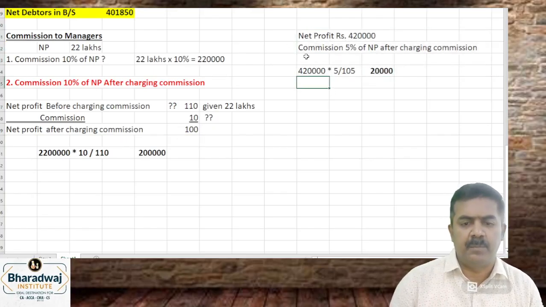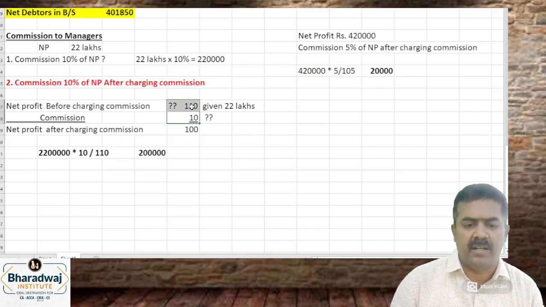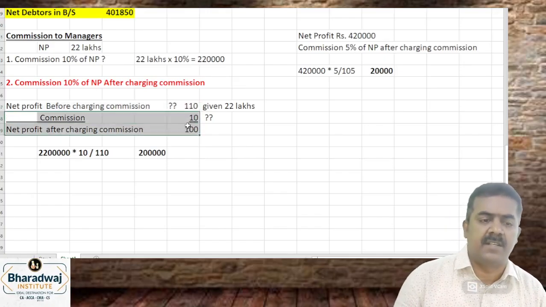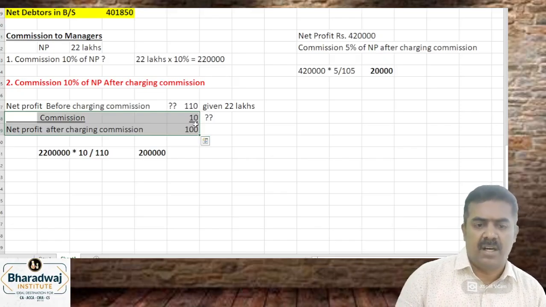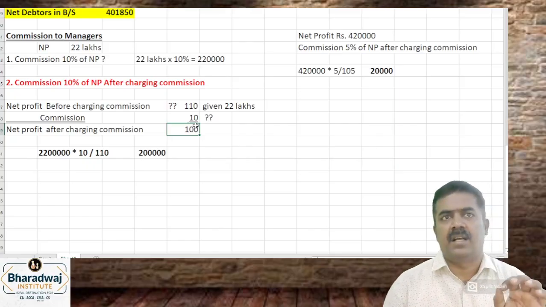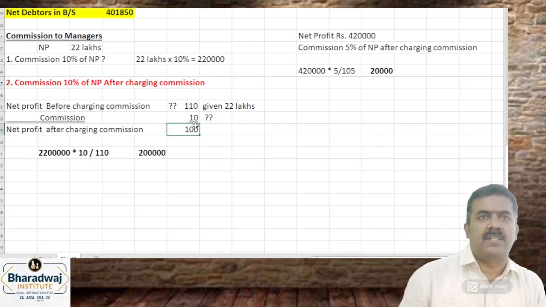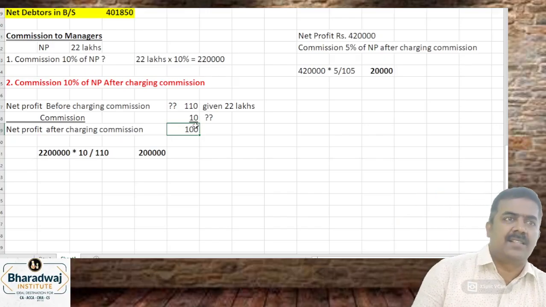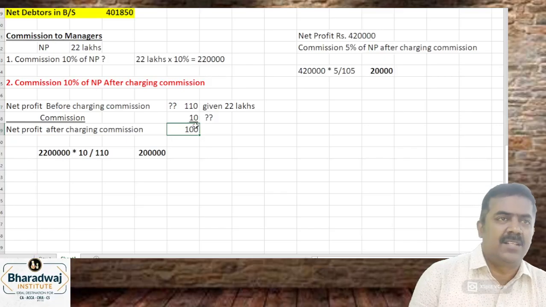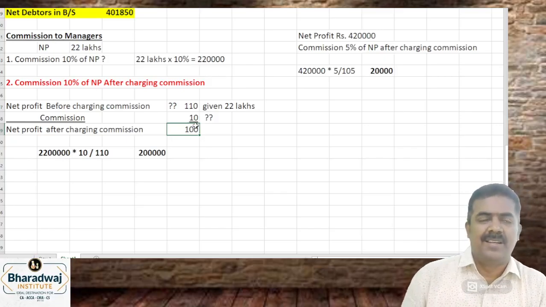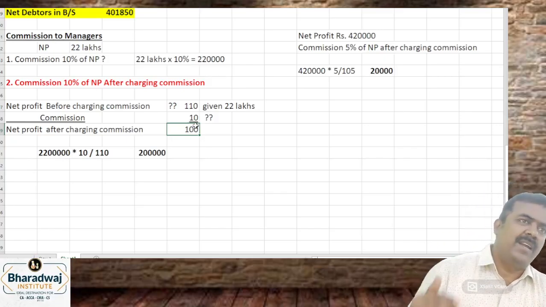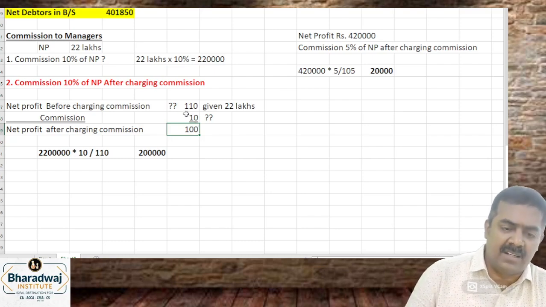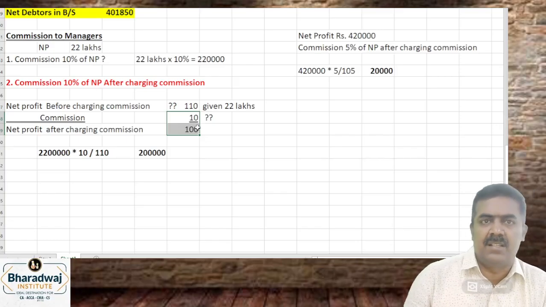Do you understand why we put 5 by 105, 10 by 110? The net profit given is before charging commission, but the relationship is given, the percentage is given after charging commission. 100 is not an assumption. 10% means what? Percentage is expressed in terms of 100. You have seen deciles and percentiles in maths. Deciles are 1 in 10, 1 by 10, and percentiles are 1 by 100, expressed in terms of 100. So percentage is always given in terms of 100.